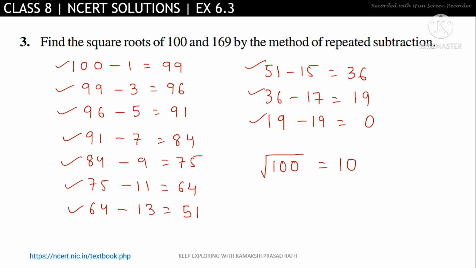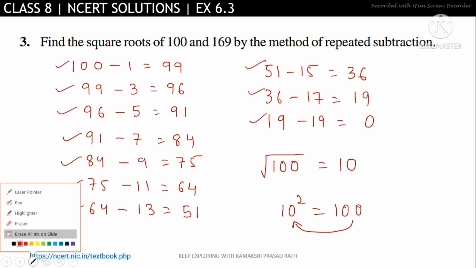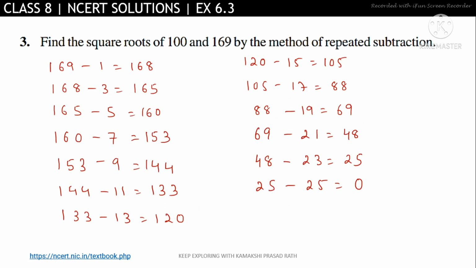So we can verify it. We know that 10 squared is 100. So the square root of 100 will be 10. So what we have done is repeatedly subtracted all the odd numbers here, 1, 3, 5, 7, 9, 11, 13, 15, 17 and 19 till we get 0. So in the same way, we can do it for 169. For 169, we have done the subtractions first with 1, then with 3, 5, 7, 9, 11, 13, 15, 17, 19, 21, 23 and up to 25.